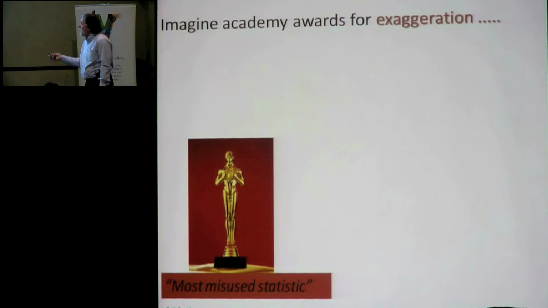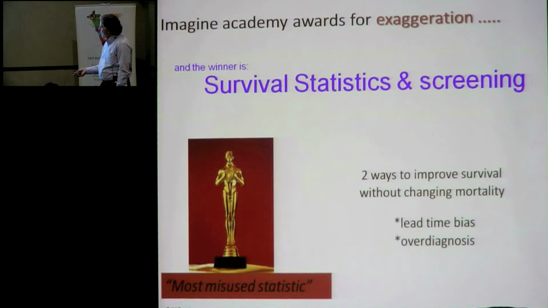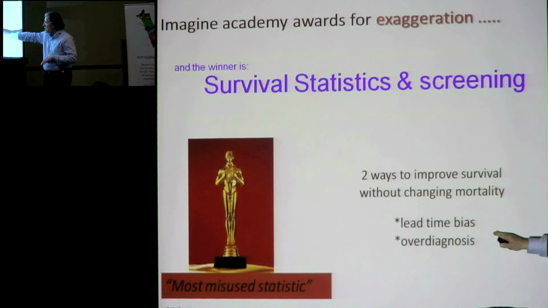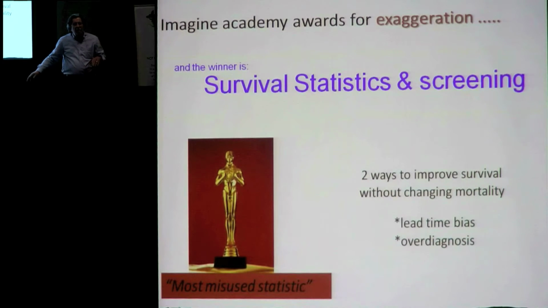They say if we gave an Academy Award for exaggeration, the Academy Award for most misused statistic would be survival statistics and screening. There are 2 ways, we've touched on them earlier today, that you can improve survival without changing mortality. That is the lead time bias that Anna talked about and overdiagnosis. Lead time bias, I was just reading a book on the way here and they referred to this brilliantly.